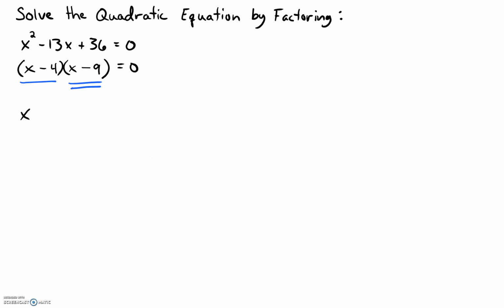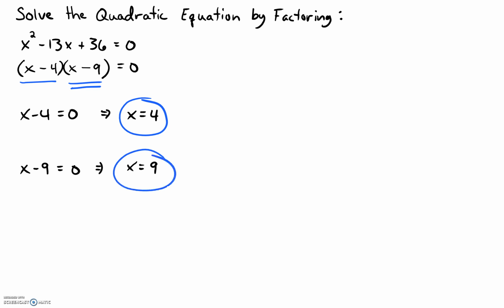So let's go ahead and set the x minus 4 equals 0. And of course, we can add 4 to both sides and we get x is equal to positive 4. So positive 4 is our first solution for this problem. Let's do the same thing with the x minus 9. Of course, you can probably do this step in your head once you've gotten used to it if you want to. It's perfectly okay. We get x equals positive 9. And so our two potential solutions are 4 and 9.